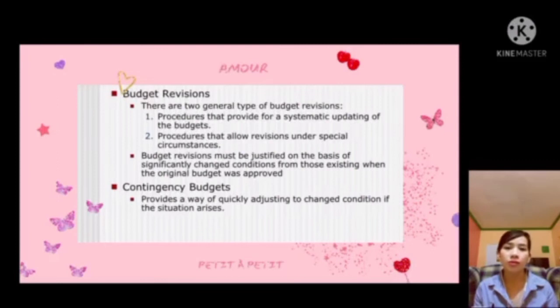The budget revisions. There are two general types of budget revisions. Number one is procedures that provide for a systematic updating of the budgets. The second is procedures that allow revisions under special circumstances. Budget revisions must be justified on the basis of significantly changed conditions from those existing when the original budget was approved. The contingency budgets provide a way of quickly adjusting to changed conditions if the situation arises.